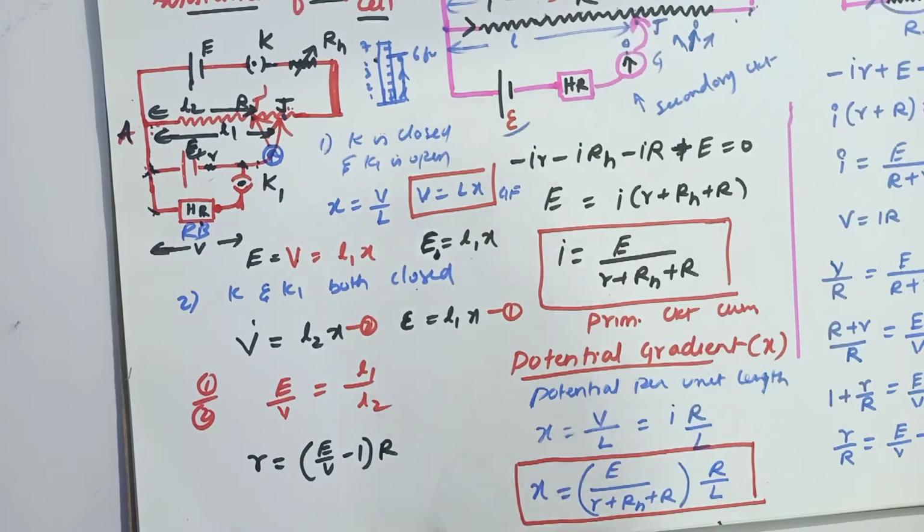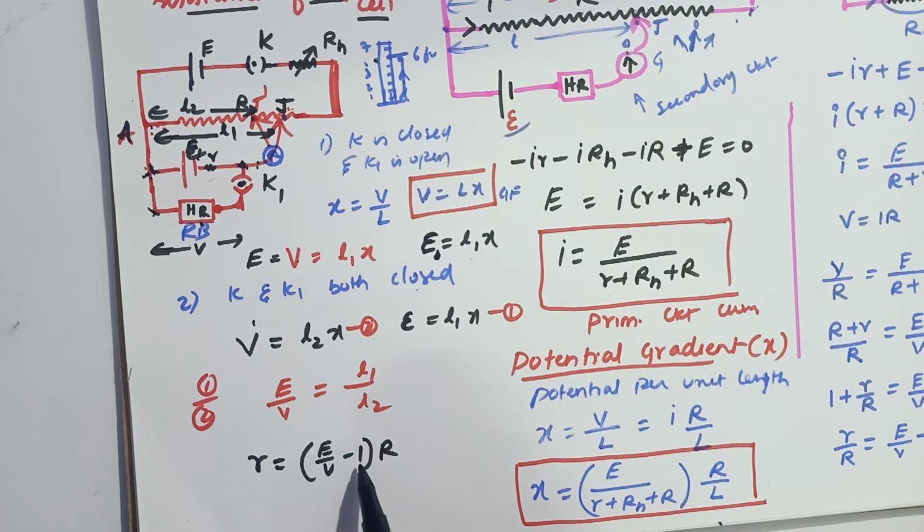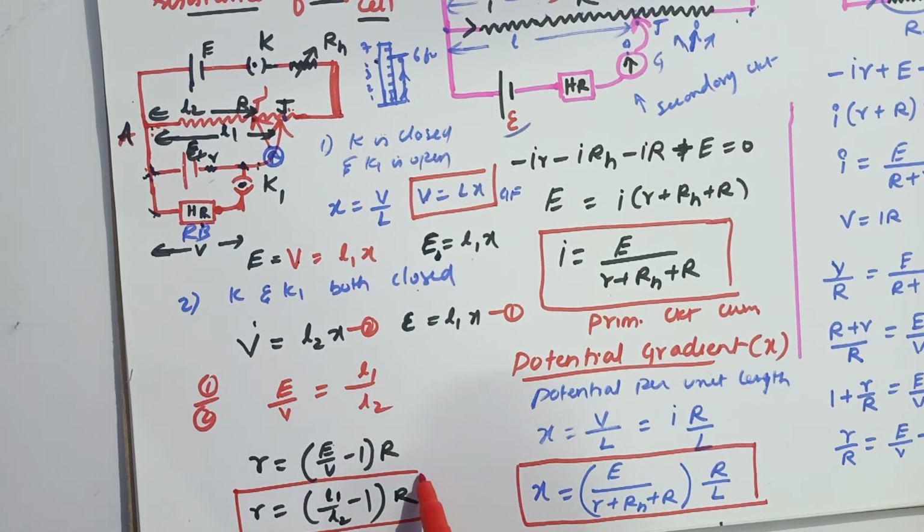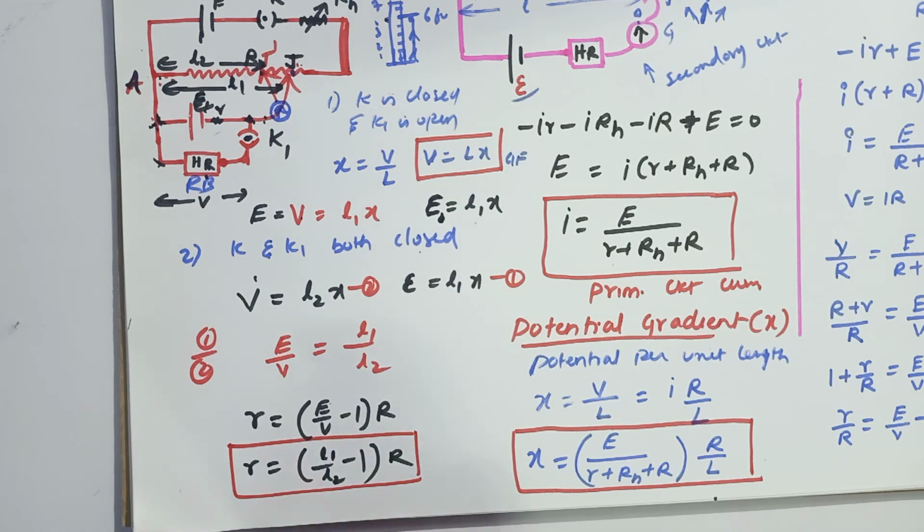The same formula I am writing here. Now r is equal to E by V minus 1 into R. Instead of E by V, you are now writing (L1 by L2) minus 1 into capital R. So this is the formula to find out the internal resistance of a cell by using the concept of potentiometer.